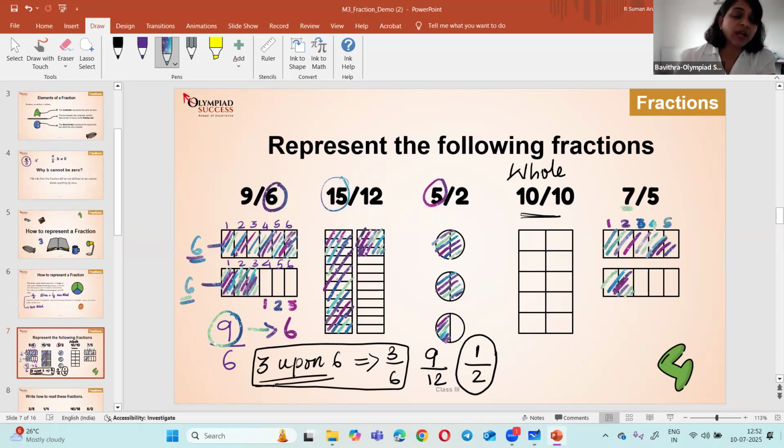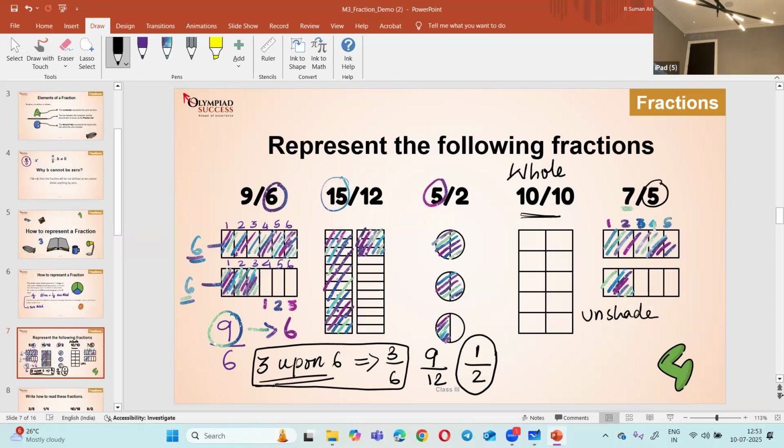Now tell me the fraction of unshaded part. 7 by 3? I'm sorry. How many are unshaded here? Please count and tell me. Yeah, 3. Out of total parts are 5 in one image. So how do you say the fraction form? 3 upon 5. Great. Great, Jaiveer. Very nice.